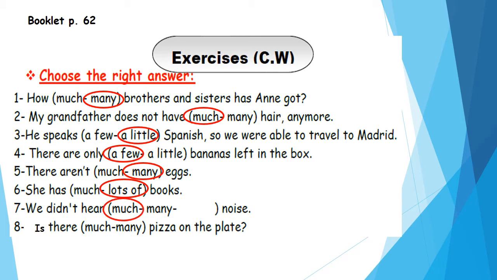Number 8. Is there many pizza on the plate? Yes. Much is used for uncountable and many is used for countable. Here pizza is countable or uncountable? Yes, it is uncountable. So we'll use what? Much.